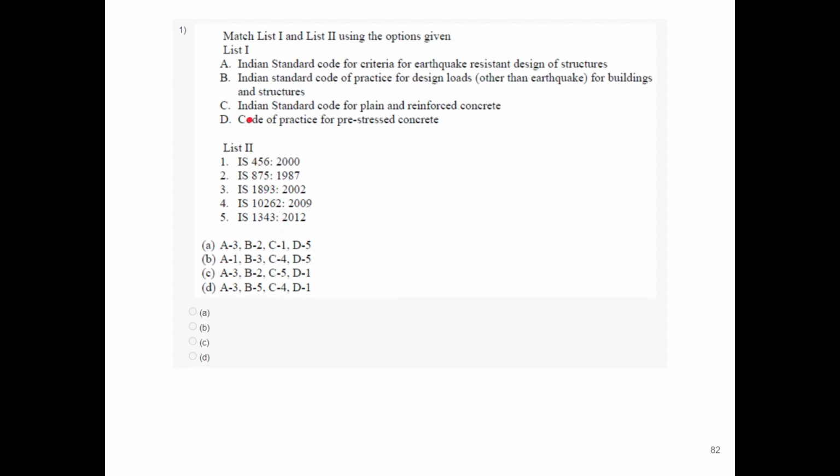And last is your code of practice for pre-stressed concrete. Pre-stressed concrete is not included in our course. But if we say so, it is basically IS 1343. Code for practice of pre-stressed concrete is IS 1343 2012. So it is basically D5. So A will be the correct option: A3 B2 C1 D5. So as you can see, A is the correct option.